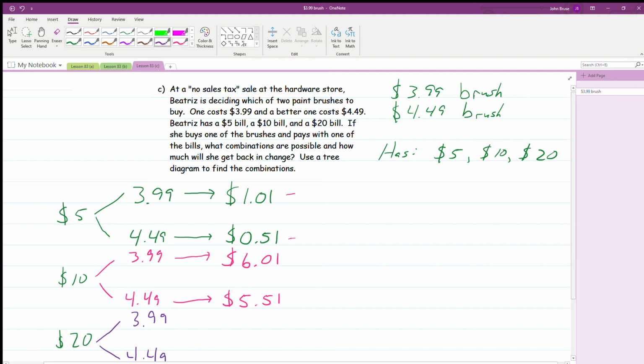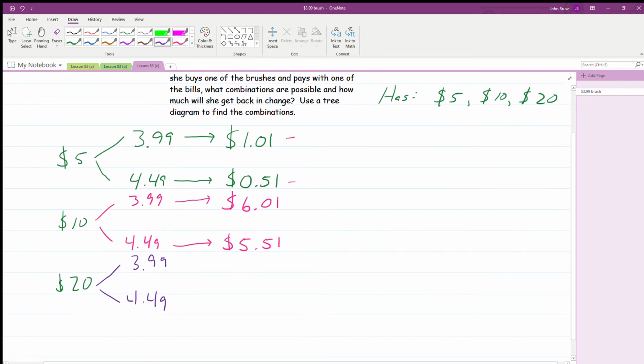And then finally, let's go back up here to purple. And $20 is 10 more dollars than $10. So I could just add $10 onto these totals. So for $3.99, she would have $16.01, because that's 10 more dollars than the $6.01. And then for the $4.49, it would use this one here. 10 more dollars than that would be $15.51. And that is your answer.